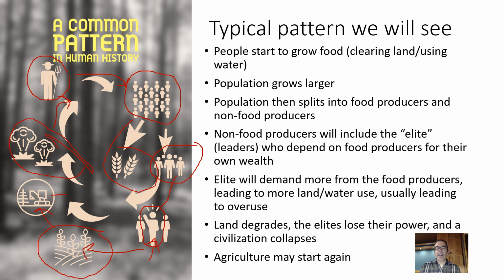Now, what might happen is that the process starts again. After war, when there are not very many people around, especially since the civilization that was there before has collapsed, people will start farming again because they have to eat, and it could start the whole process over. So this again is a cycle or a pattern we will see over and over and over again.